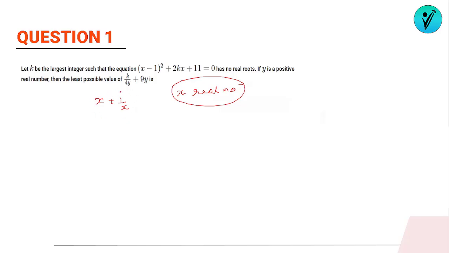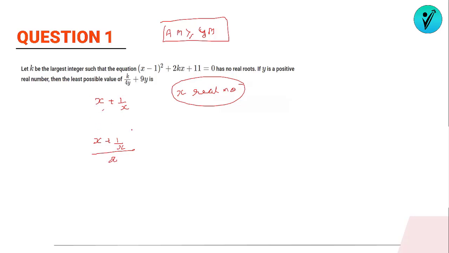So if I have to get the minimum value of this, what will I be doing? I'll be using the concept that the arithmetic mean is greater than or equal to the geometric mean. Now if you have to get the arithmetic mean of it, what will it be? This is A and this is B. So the arithmetic mean will be x plus 1 upon x divided by 2.